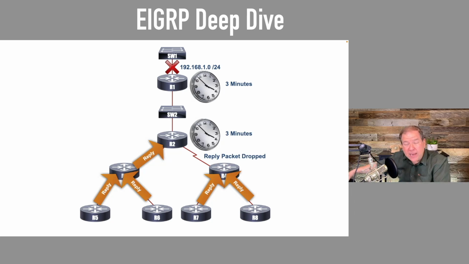R2, waiting for that response, never responds to R1. And as a result, R1 said, R2 didn't respond to me, so I think R2 is no longer available. So that will cause R1 to prune off the rest of the network. It prunes off R2, R3, R4, R5, R6, R7, R8. It's all gone, because it didn't hear back from R2. That's stuck in active. That's the SIA condition.